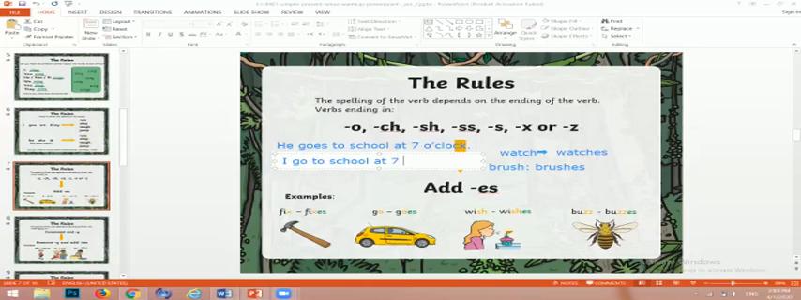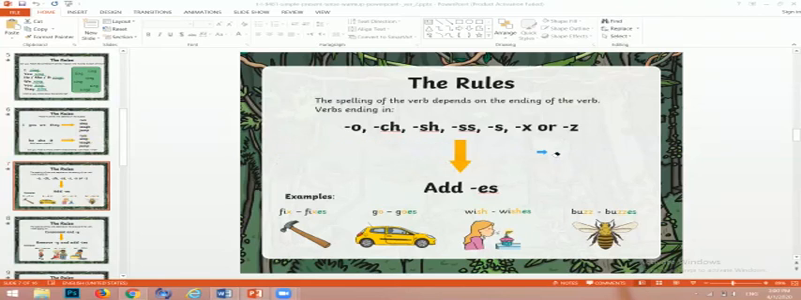We can add more verbs. Watch. As you can see here, the verb ends with CH. So we will add ES. Watches. Okay? So this is the second rule.